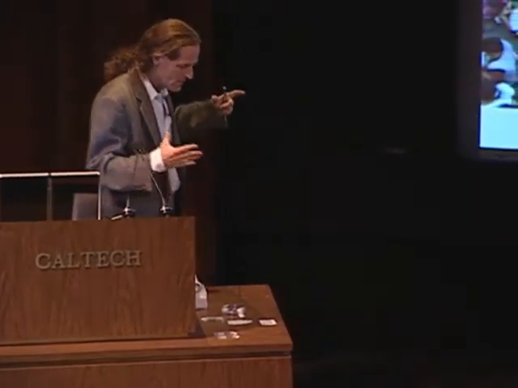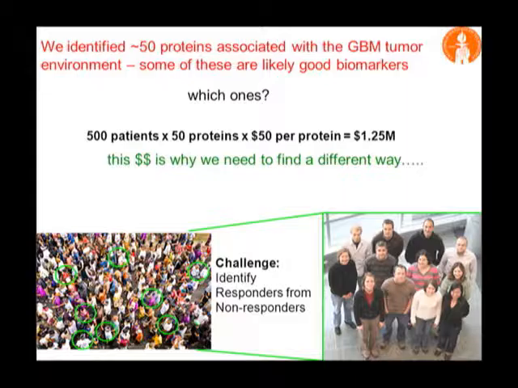Okay, so we looked into this microenvironment with our colleagues at UCLA, Tim Clousey, who's a neuro-oncologist, and Paul Michel, who's a pathologist. And we identified 50-some proteins that were associated with this microenvironment. The idea is that if you're shutting down the tumor, you're going to shut down the microenvironment, and that ought to provide you some insight into whether the drug's working or not. And it should give you some rapid insight.